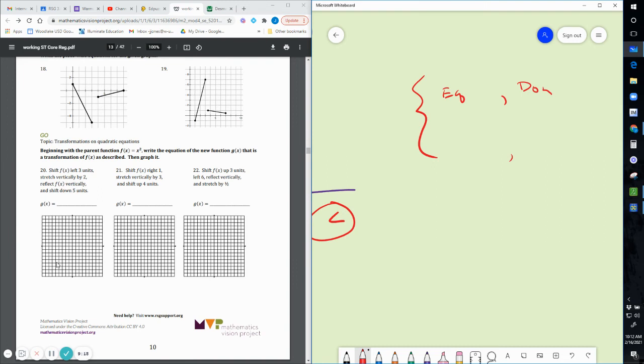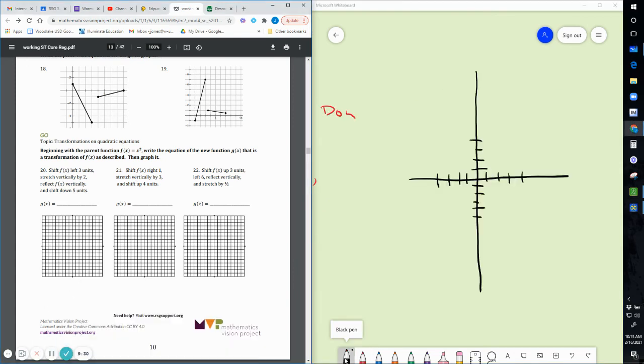It says begin with the parent function, f of x equals x squared. That's the parent function of a parabola. Write the equation of the new function g of x, that is a transformation of f of x, as described, and then graph it. All right, so let's look at number 20. I'm going to see if I can do number 20 for you guys, and you can do the other two. This one seems pretty crazy. So start off with the regular parabola, f of x equals x squared. So remember, that normally has a vertex here.